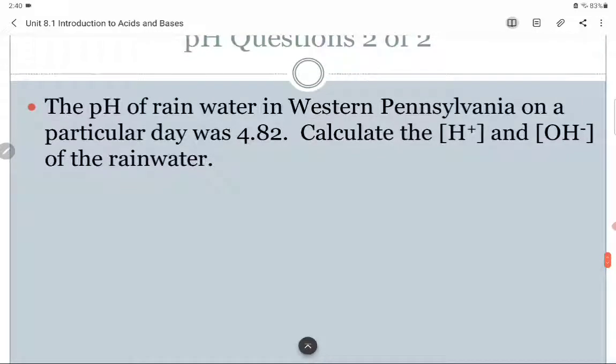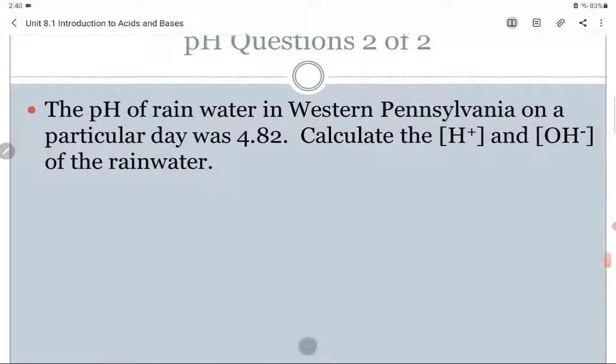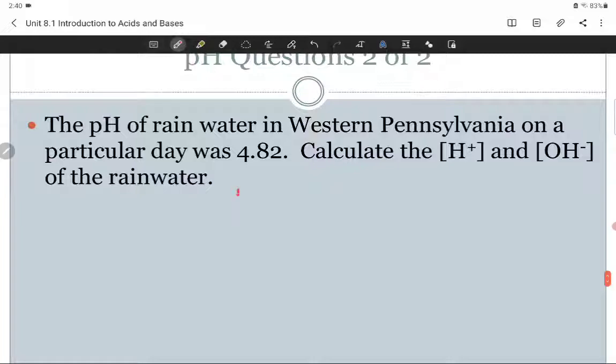We got some rainwater. So now we're going to do a little bit opposite from what we were doing in the past. So that has to go in that spot. So that means you have to use the anti-log, and also don't forget about that little negative there.